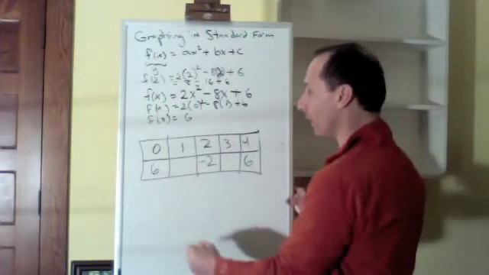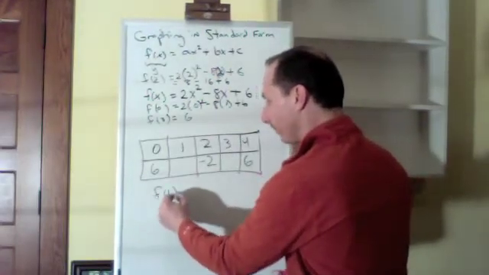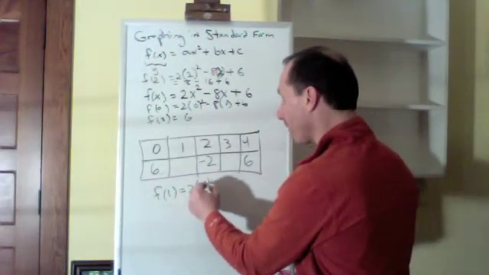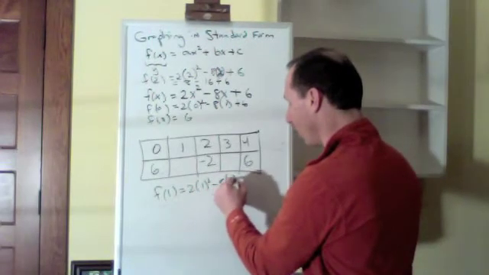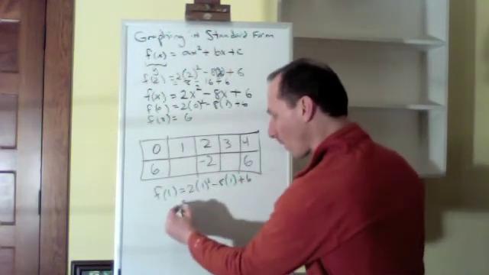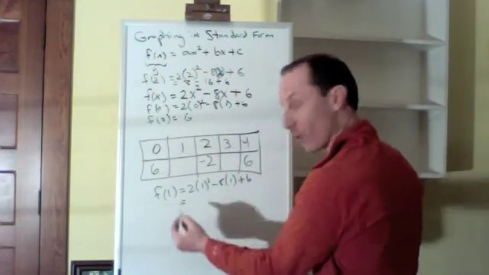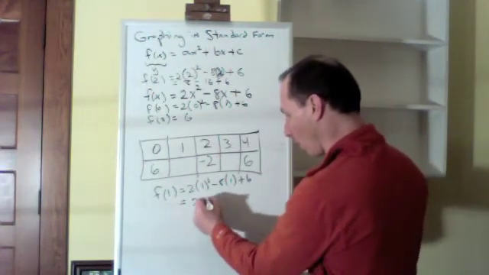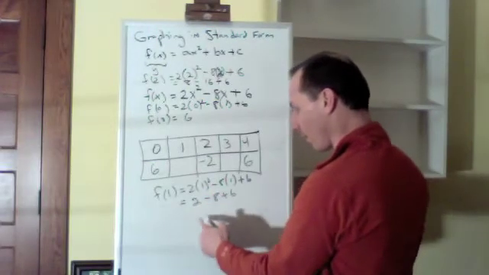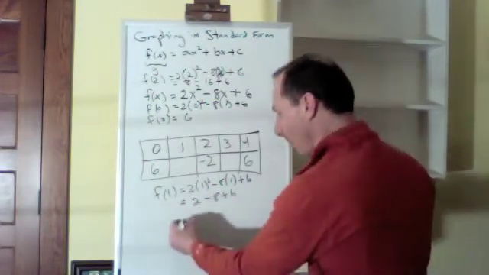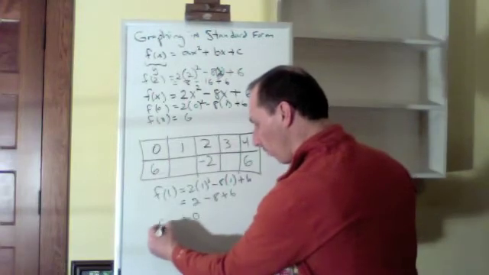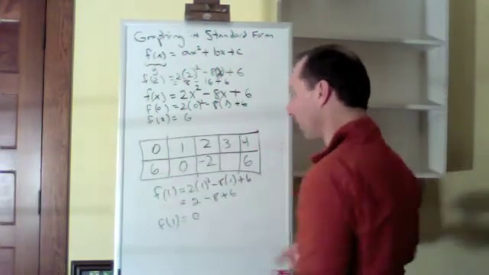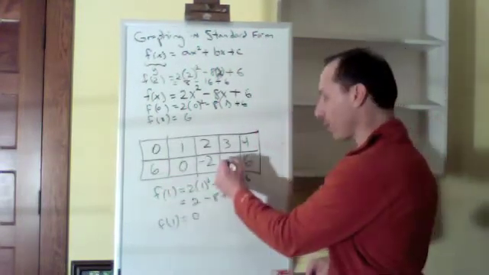Now I go for the 1, and I say f of 1 is equal to 2 times 1 squared minus 8 times 1 plus 6, which is equal to 1 squared is 1, so that's going to be 2 times 1 is 2, minus 8 plus 6. 2 and 6 is 8, minus 8 is 0, so f of 1 is equal to 0, and of course the value for 3 is also 0.